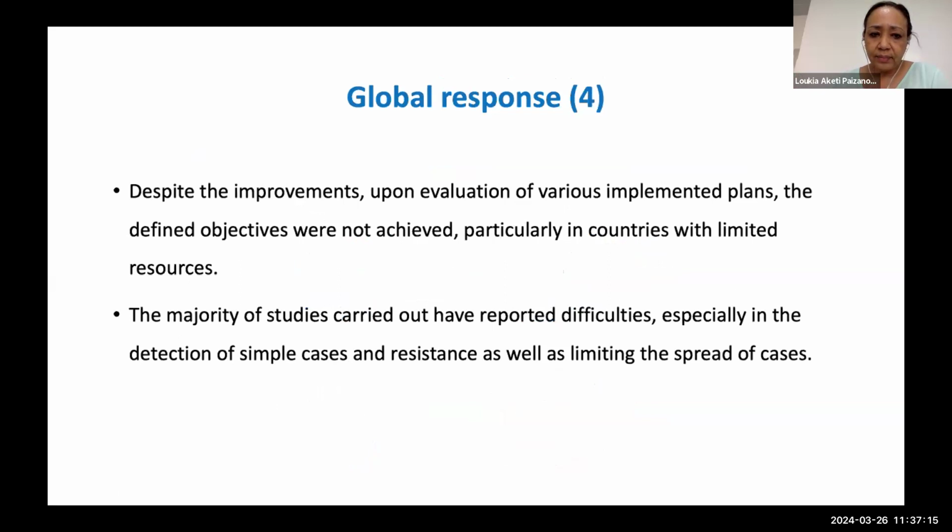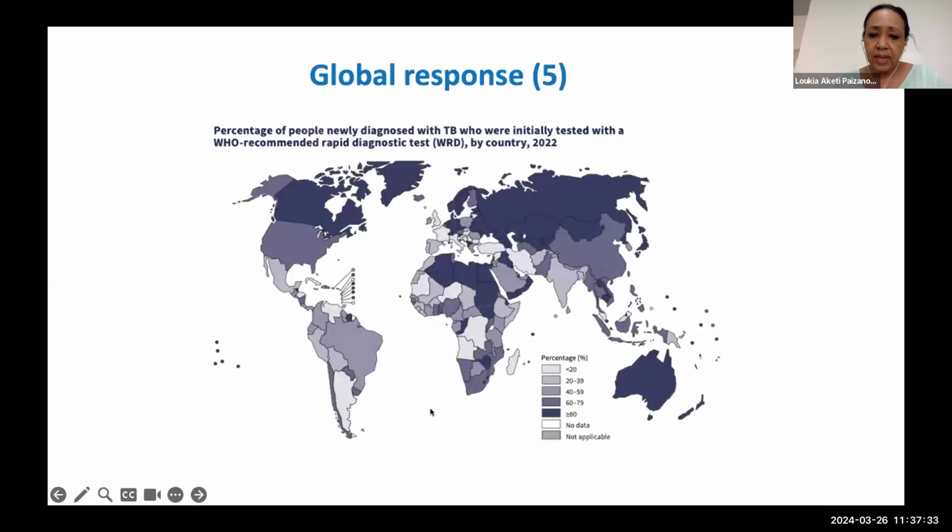Slide, please. So the evaluation showed that we didn't attain the objective. The majority of studies reported difficulties in the detection of simple cases and also of resistance. Slide, please. Okay, so even here for the new molecular test, we can see that less than 50% of countries could use that molecular test for the diagnosis of a person who had tuberculosis. Slide, please.